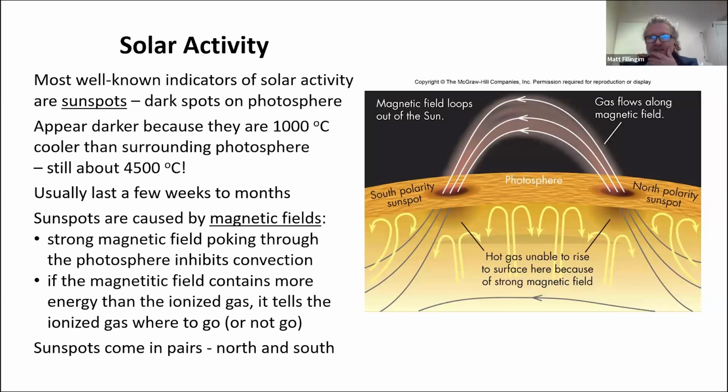I will also note that the opposite can also happen. If the ionized gas contains more energy, it can drag the magnetic field until the magnetic field where to go. So it really depends which has more energy, which one tells who where to go. If the magnetic field has more energy, it can confine the ionized gas. If the ionized gas has more energy, it can drag along the magnetic field with it.